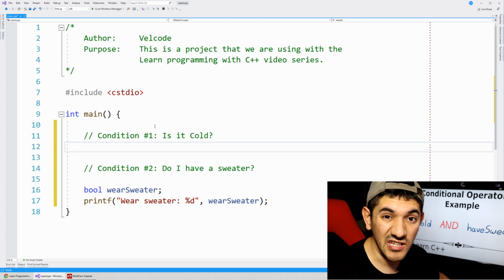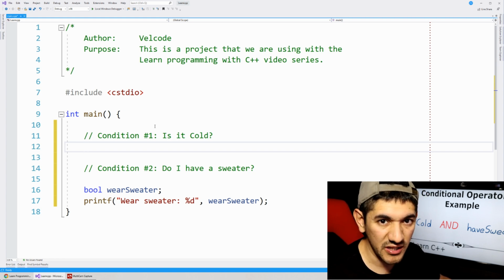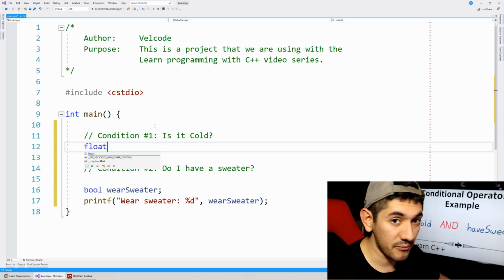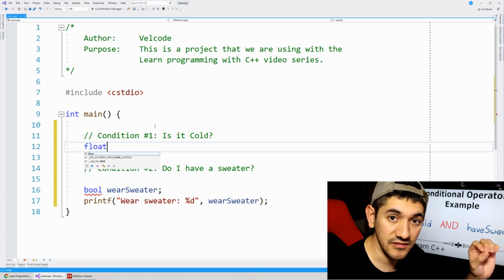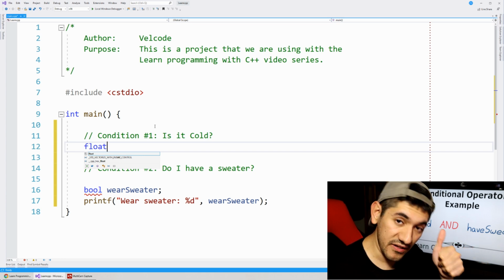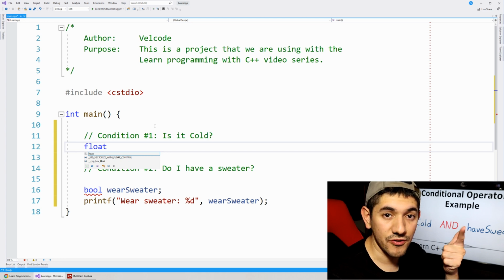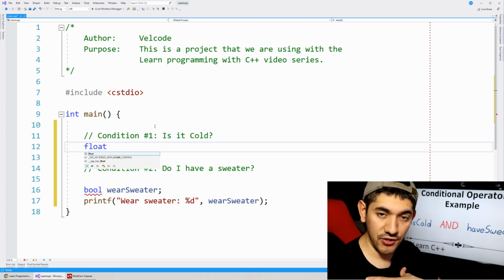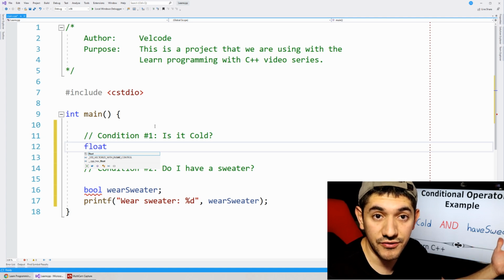So one thing is we need to know the temperature. And the temperature is what kind of value? Well, it's a number. It's actually a floating point number because it can be like 50.3 degrees. So I need to know two things so that I can ask the question, is it cold? I need to know what is the temperature outside. And I also need to know what temperature I, myself, the human, consider cold. What temperature do I consider cold?